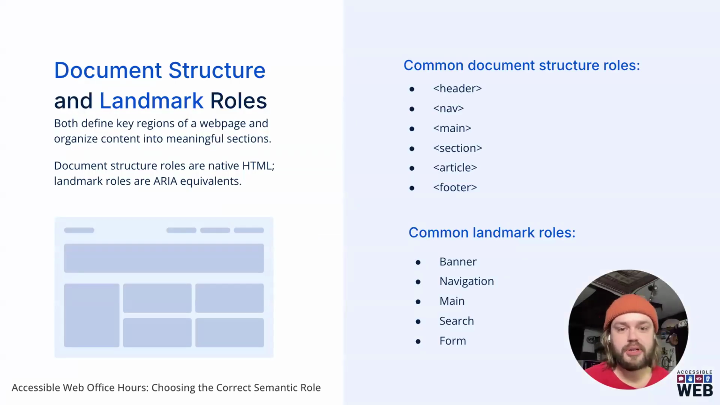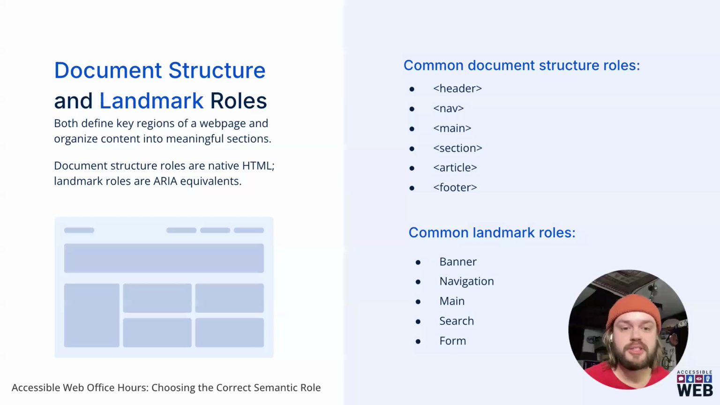Document structure roles and landmark roles essentially serve the same purpose. They define the layout and key regions of web pages, helping users, especially those relying on assistive technologies, understand and navigate the content efficiently. The main difference is that document structure roles are part of native HTML, while landmark roles come from ARIA. For example, the native header element inherently has the role of banner, while nav maps to the navigation role. Similarly, main corresponds to ARIA main role, and footer often takes on the content info landmark role.